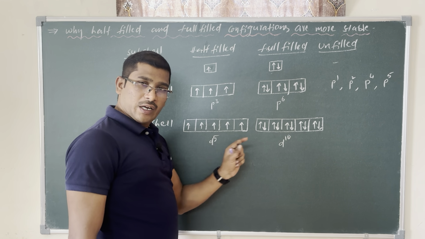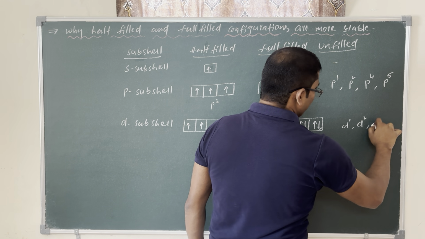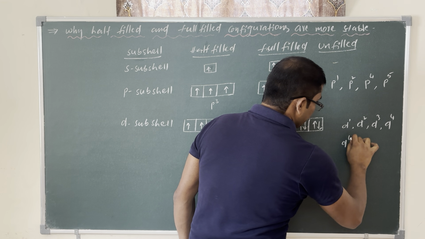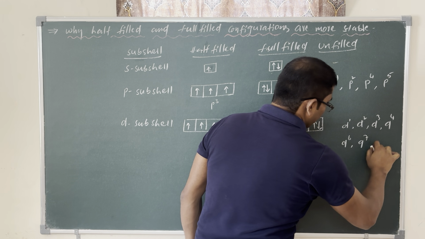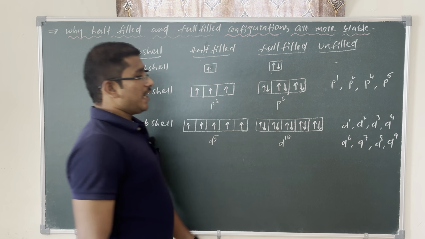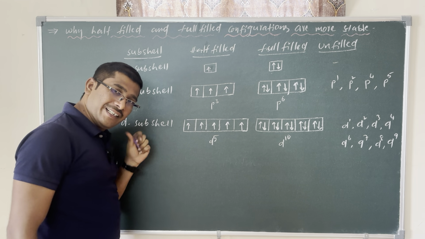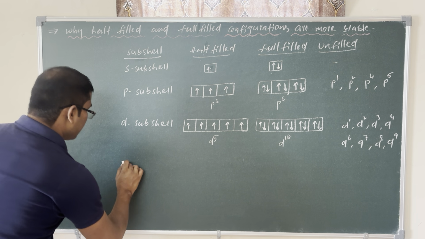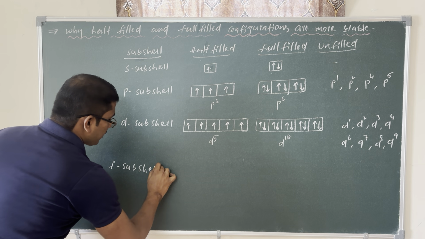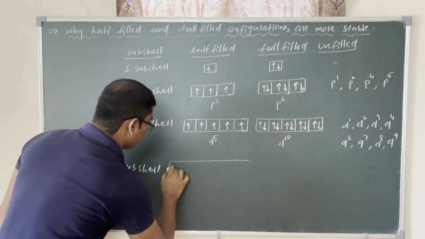Other than these two configurations, what are the remaining? d1, d2, d3 and d4, and next d6, d7, d8 and d9. These 8 are the unfilled configurations for the d subshell. And next, if you take for example the f subshell, how many orbitals are there in the f subshell?